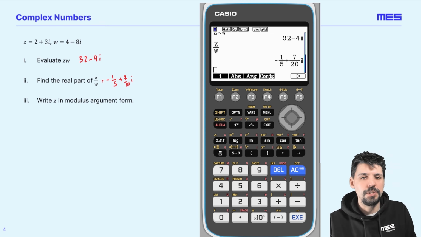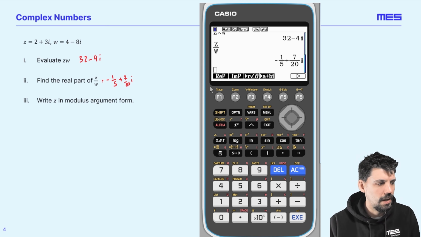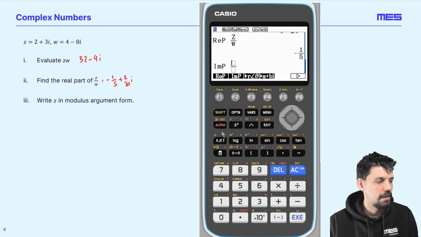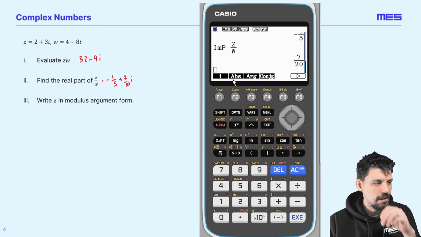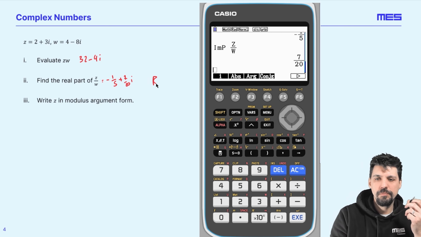But you might find yourself in a situation where it gets a little bit trickier. So I can actually go here and go real part. What is the real part of Z over W? Some of this is a bit trial and error. There you go, minus a fifth. And you could get the imaginary part of it too. You will also notice I could just ask for the absolute value, which is going to be the modulus, and we'll do that in a second for Z. But the real part of Z over W is minus a fifth.